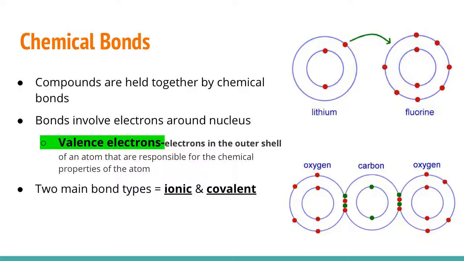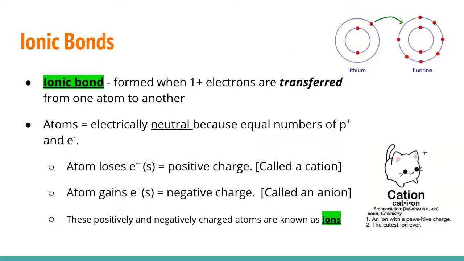properties of this atom. For example, lithium, we can see that there's 2 rings. Lithium has 1 valence electron, so we look at the outermost ring and it only has 1. Versus fluorine, when I look at the outermost ring, that one has 7. When we talk about bonds, today we're really going to focus on the 2 types, and that is the ionic and the covalent bonds. Some of these you'll probably remember from 9th grade physical science.